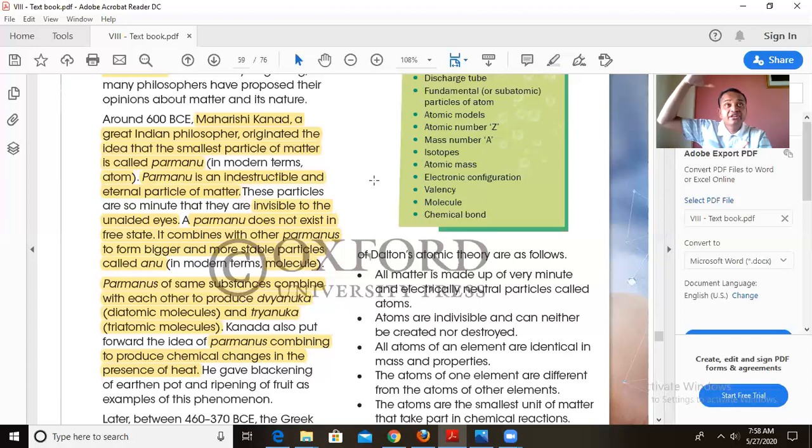In presence of the heat of the sun, the fruits undergo a chemical change. They undergo ripening. And this was one of the simplest chemical changes seen in nature. He gave this example that the Parmanus undergo a change in presence of heat, or the baking of earthen pots. Earthen pots, when they are baked, turn a blackish color. And this was also a chemical change that he put forth at that time.